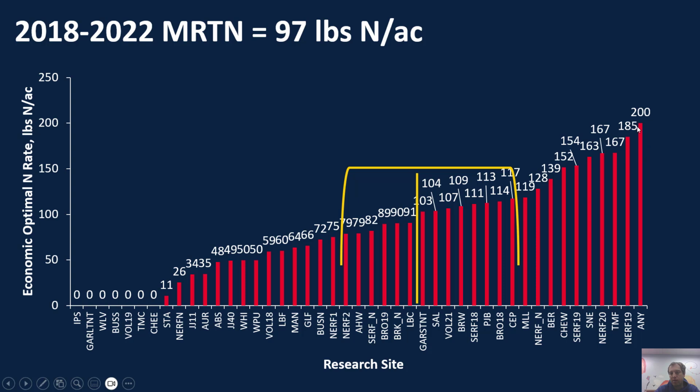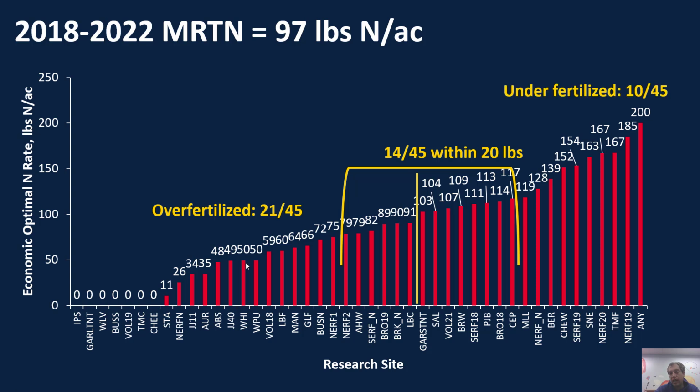We have these sites where we would have under applied, and then all these sites over here, which is more abundant, where we would have over applied that nitrogen. So 14 of the sites are within 20 pounds, 21 we'd be over fertilizing, and 10 we'd be under fertilizing. So generally we'd still be over fertilizing more than under fertilizing. But 14 sites within 20 pounds is pretty accurate.